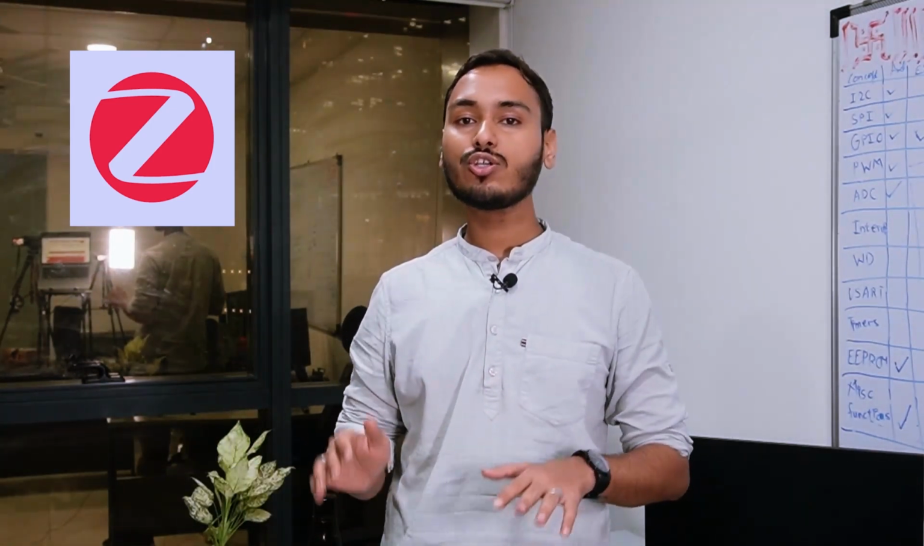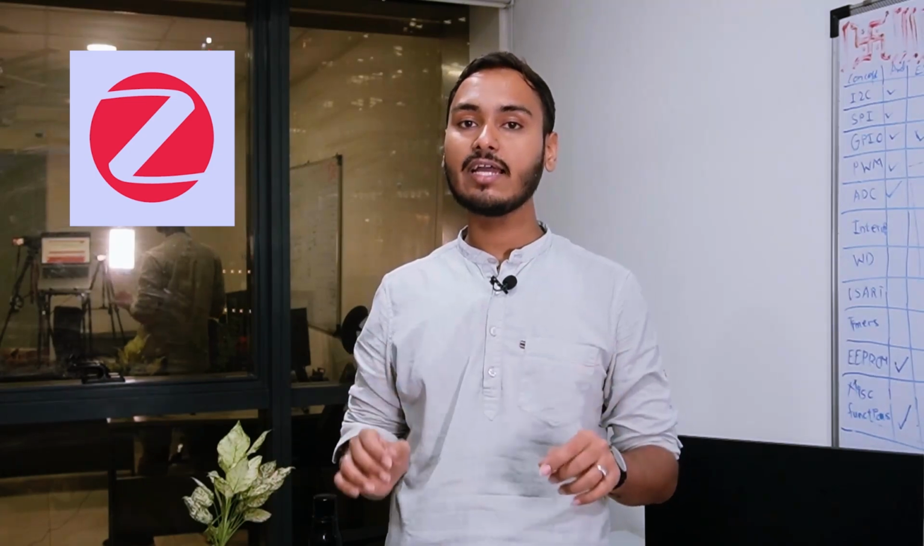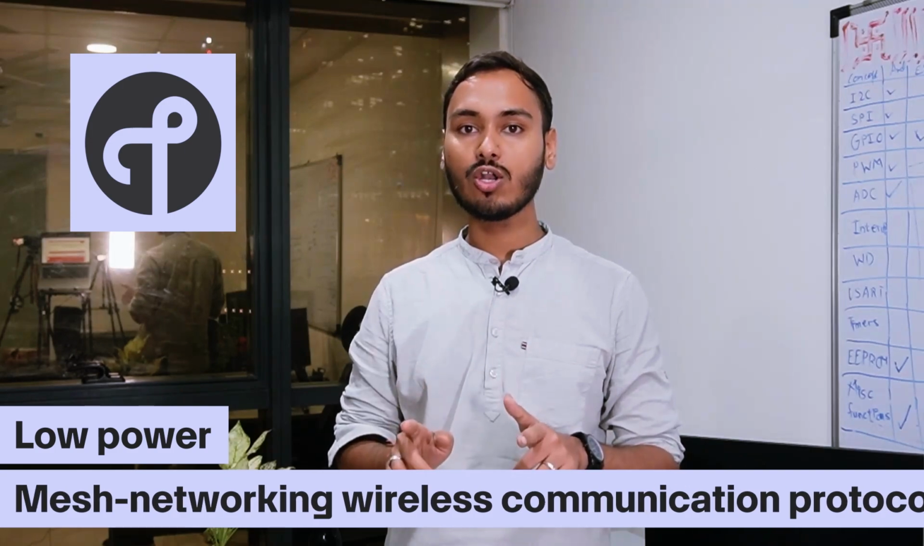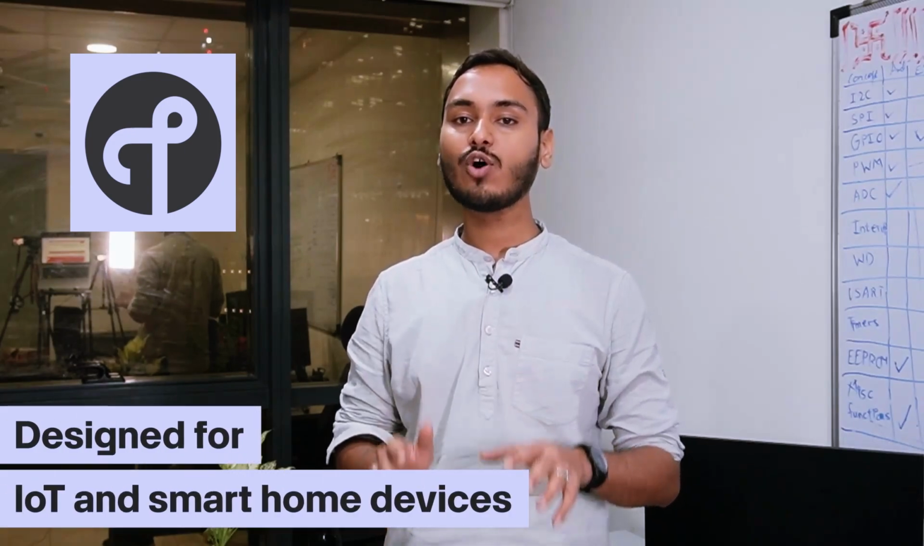However, it does not use IP addressing. It relies on its own application layer protocol. Thread is also a low-power mesh networking protocol, but unlike Zigbee, it is IP-based. The Thread protocol is specifically designed for IoT and smart home devices. Now, let's take a look at board features.